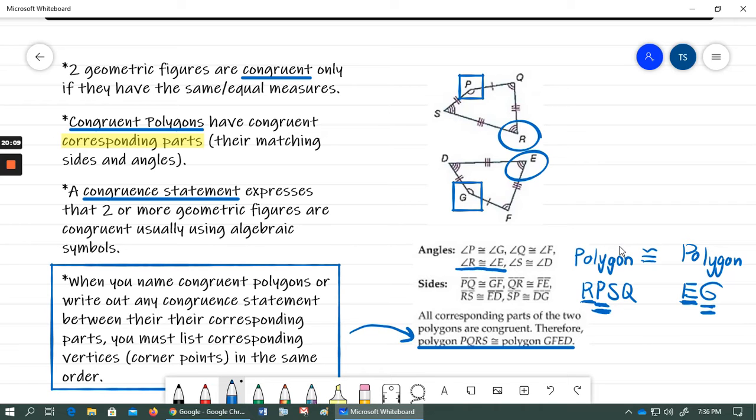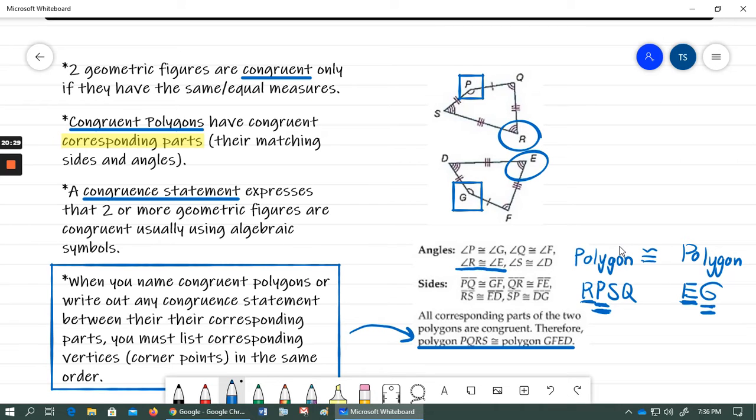Okay? You need to make sure that you do it like I'm telling you to do it, and that your corresponding vertices are in the same order. I'm trying to make sure that you get what I'm saying before we even look at an example, because I don't want anybody to be confused.